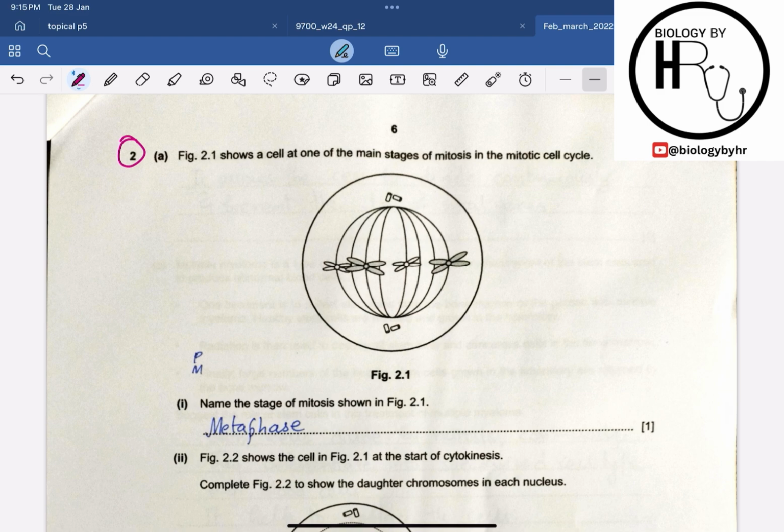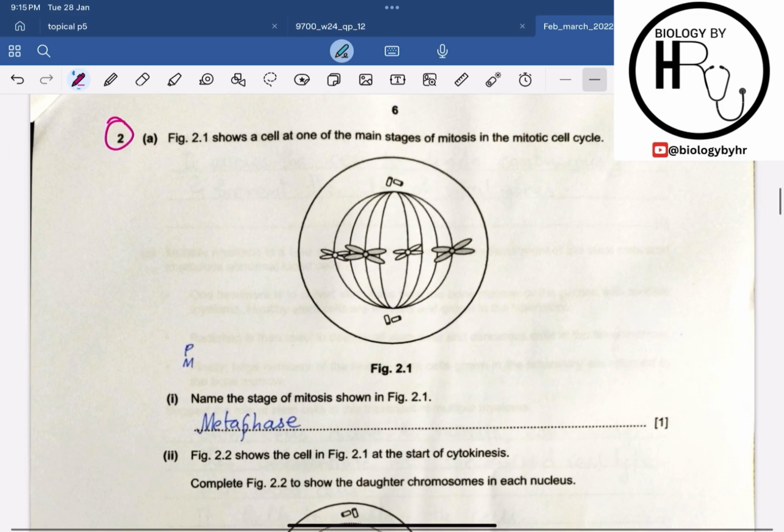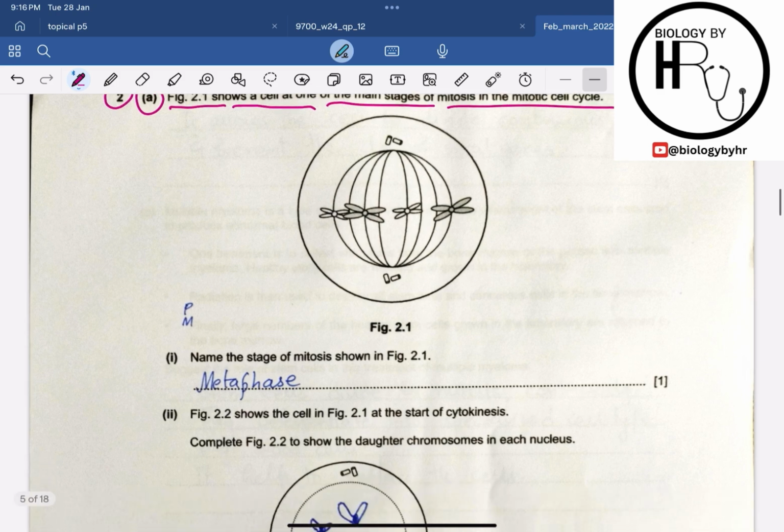Question number 2 is basically from the mitotic cell cycle. Let's read the question. Part A says that figure 2.1 shows a cell at one of the main stages of the mitosis in a mitotic cell cycle. Part 1 is saying: name the stage of the mitosis which is shown in figure 2.1.